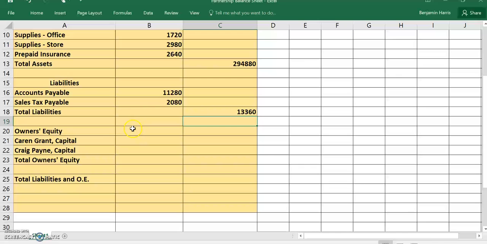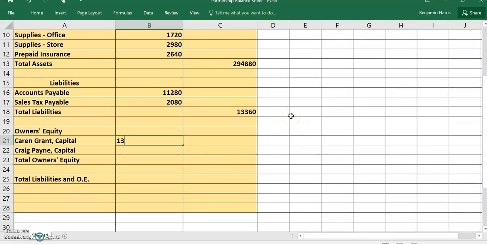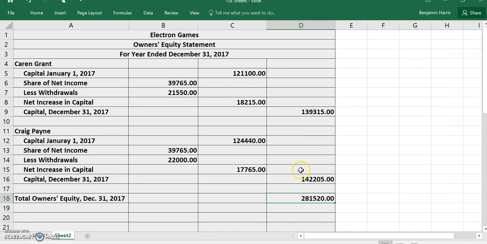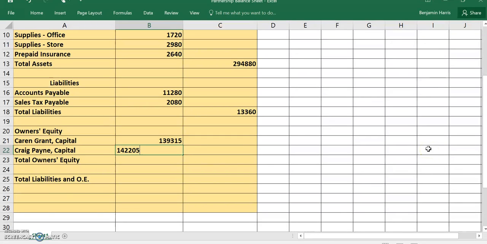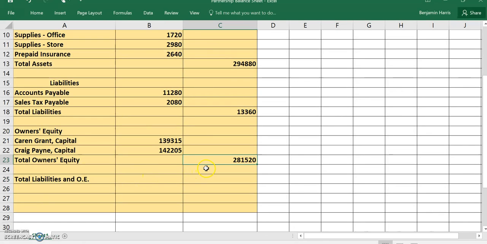Now we're going to find owner's equity. Karen Grant, let's go back to the previous sheet. Karen Grant's owner's equity is $139,315. Craig Payne, his owner's equity is $142,205. I'm just going to add those together to get total owner's equity, which should equal $281,520. Total owner's equity is good.